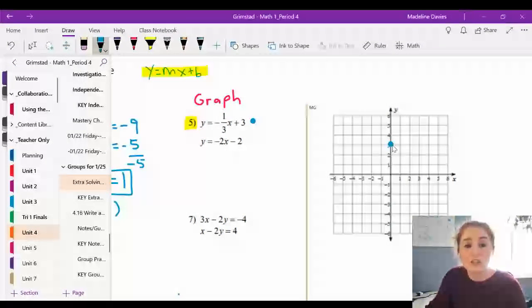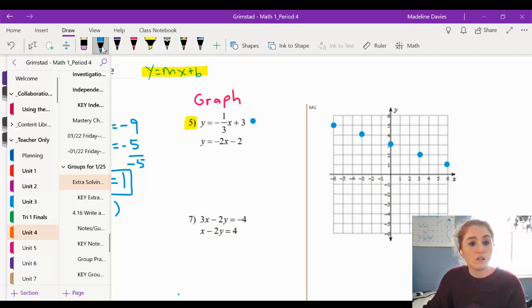So remember, slope is also rise over run. So I'm going to actually go down 1 and then to the right 3. 1, 2, 3. Down 1 to the right 3. And I'll do that in the opposite way. So up 1 and to the left 3. 1, 2, 3. Up 1 to the left 3.